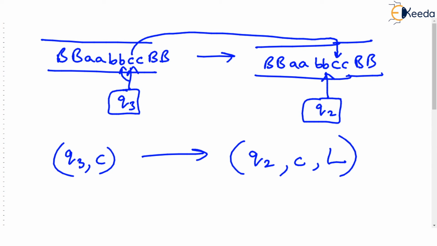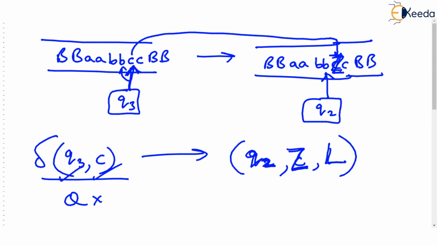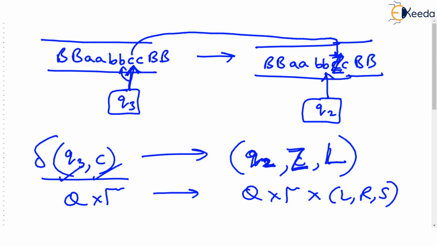Okay, what if I say that this C was overwritten with Z? How will you now change this? Q3 was reading C. It changed to Q2 state. The Turing machine changed to Q2 state, but C was overwritten with Z, and the head moved to the left. So this is clearly describing the delta function, and it can be Q cross tape symbol maps to Q cross tape symbol cross L or R or S.